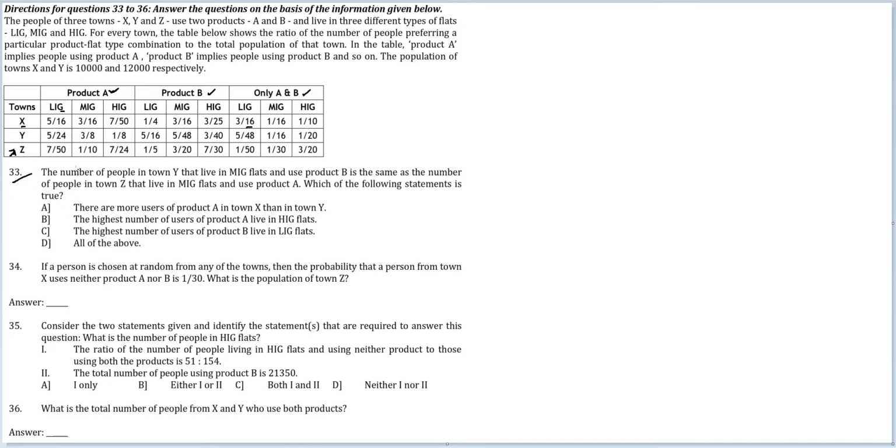Okay, let's get to the individual question. The number of people in town Y that live in MIG flats and use product B is the same as the number of people living in town Z that live in MIG flats and use product A. Number of people in town Y who live in MIG flats and use product B: 5 by 48 of 12,000 is the same as the number of people in town Z that live in MIG flats and use product A. So it should be 1 by 10 of Z.